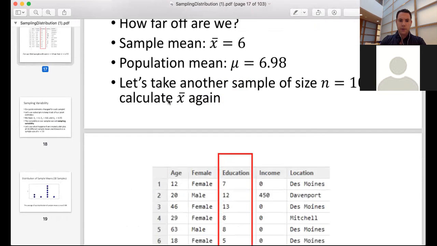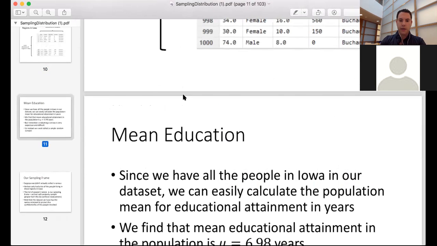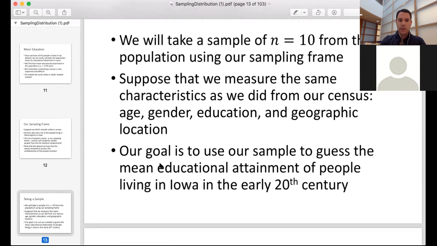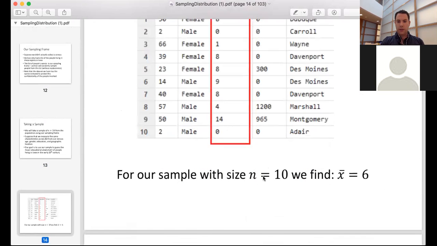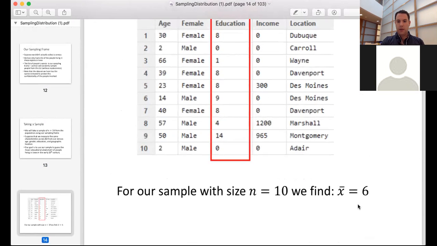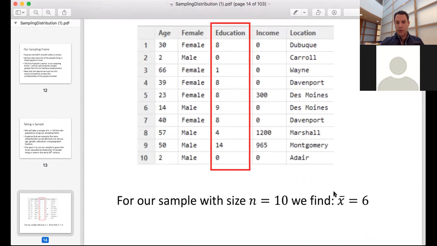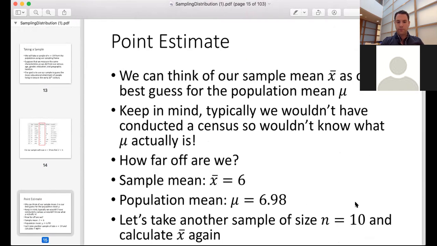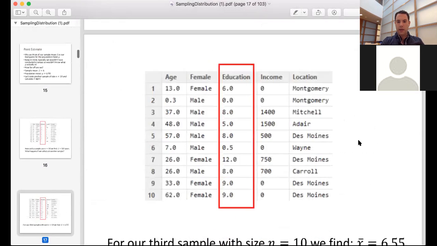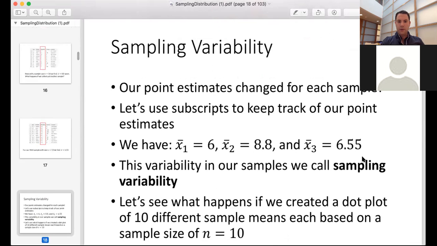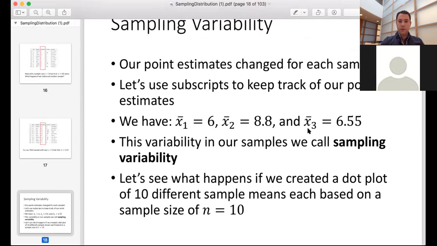So here's an example as we were using the mean education, and we were sampling 10 people from the Iowa census data. And we took different iterations of that to find a mean education level. So here we took 6 years, and here we did another one, we found 8.8, and then we took another one, we found 6.5. So in order to find the average of those three, we would just sum them all up and divide by 3 to find what the average education is amongst those 3 samples of 10 people.